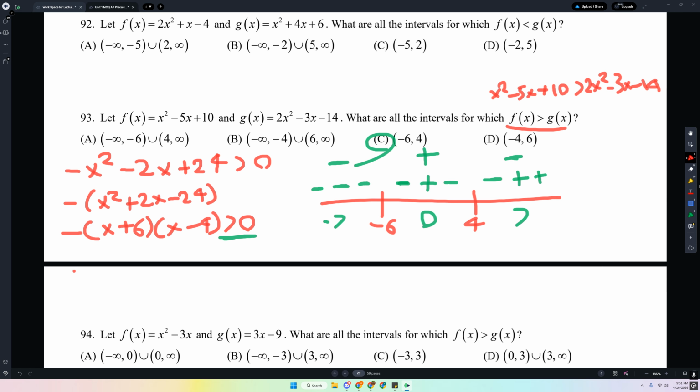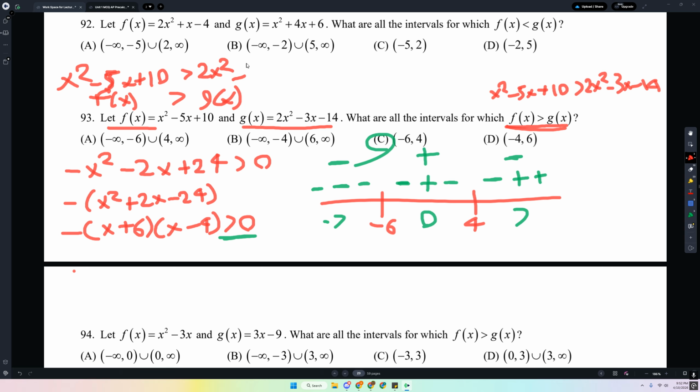Does that make sense? Looking at where f of x is greater than g of x, we set it up, and then we solved for where it's greater. So let's say we have f of x and g of x. It says f of x is greater than g of x, so we're going to say x squared minus 5x plus 10, which is our f of x, is greater than g of x, which would be 2x squared minus 3x minus 14. And now we can solve in terms of 0.